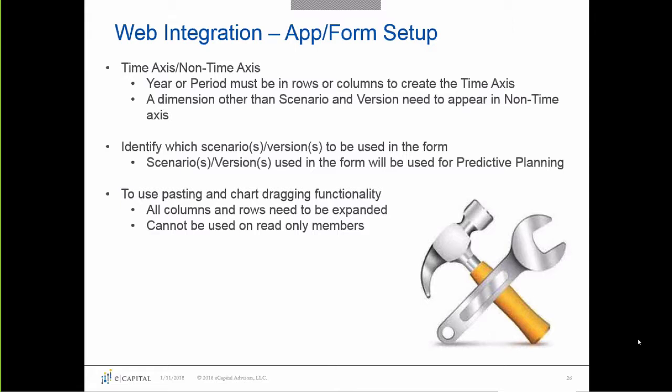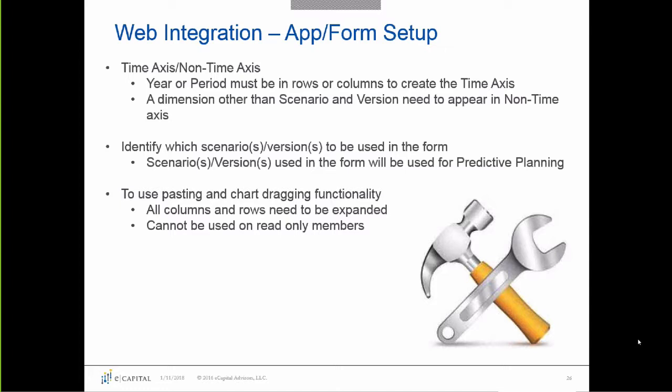For app or form setup, the time axis and non-time axis must be present in your form. On your time axis, you must have either a year and or period in your rows or columns to create that time axis. So in our graph, we had year and period in our columns. And then in our non-time axis, we must have a dimension other than scenario or version. So in our case, we had accounts in our rows to make our non-time axis.